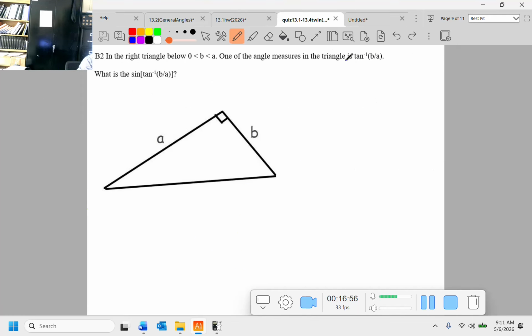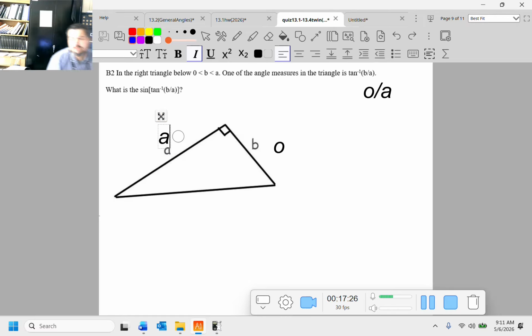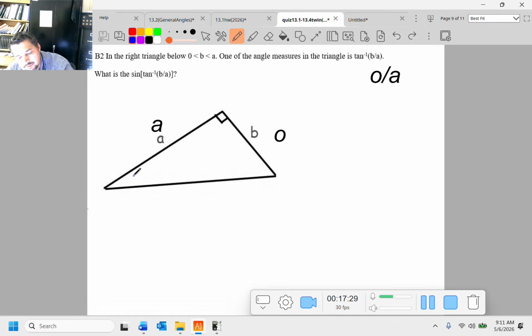Students struggle reading this. It says one of the angle measures in the triangle is arctangent of B over A. So I know that the tangent ratio is opposite over adjacent, okay? To have a B over an A, I'd have to be talking about this angle right here, opposite over adjacent. Think about that. I've got B as opposite. I've got A as adjacent. So the angle of interest is going to be this guy right here in the corner. There's my theta.